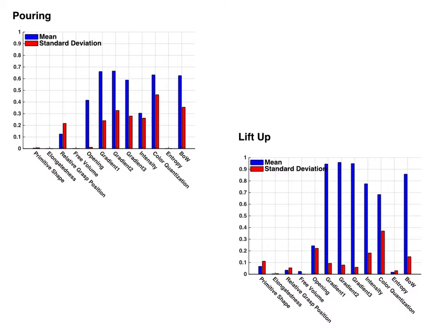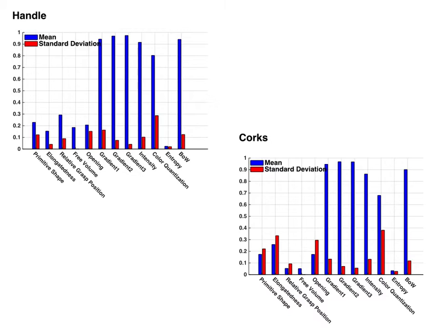For the lift up task, the opening feature is actually not that important, which is quite natural, but gradient and the bag of word descriptor are very important. For the handle task, gradients are again important, but the bag of word shape descriptor here has increased quite much in importance.